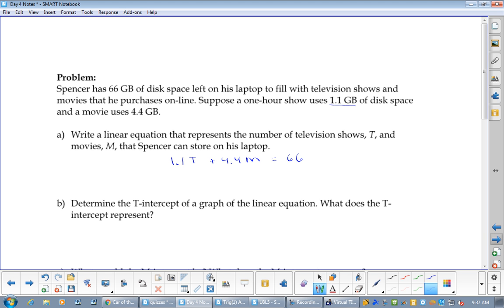Now, do you see that there's an infinite number of possibilities there? Because you could do one show and do a bunch of movies, right? You can keep switching it around. I guess infinite isn't really true. There's quite a few, because we're not going to really do decimal movies here. So it would be discrete data. And with discrete data, there is a limited amount. But what's cool is a graph will show you all your possibilities. And I'll show you when we do this on the calculator.